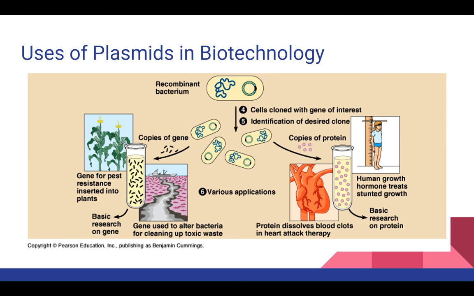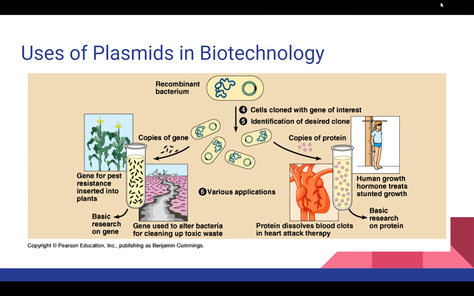Sometimes this is also used just to insert the genes themselves. So there are some examples on the left here that the genes can be altered, or the bacteria can be genetically modified a little bit to help clean up toxic waste. There are bacteria that naturally digest oil spills and things like that, and we can enhance that ability and help them survive in different environments so that they can help with things like that.